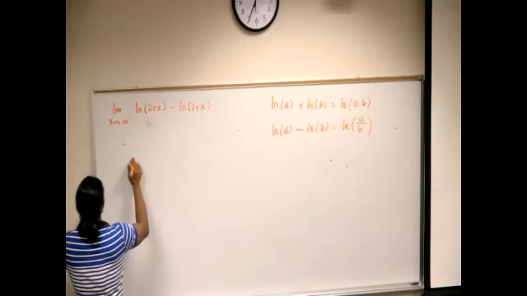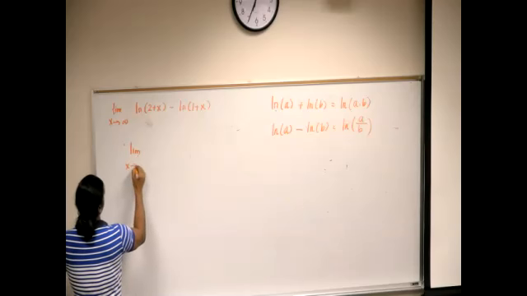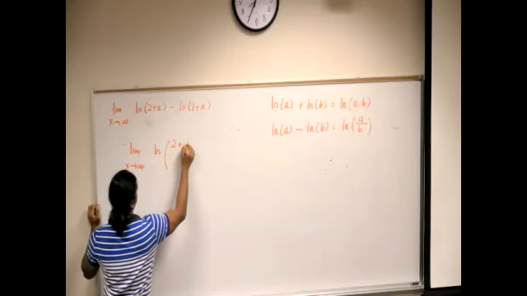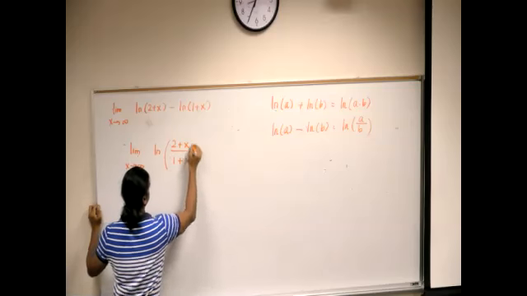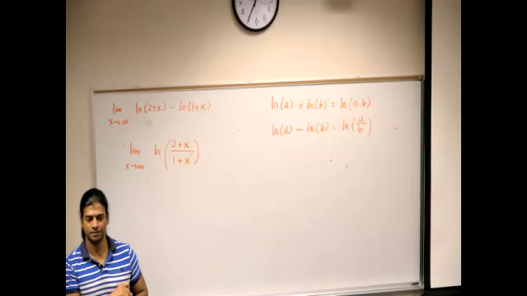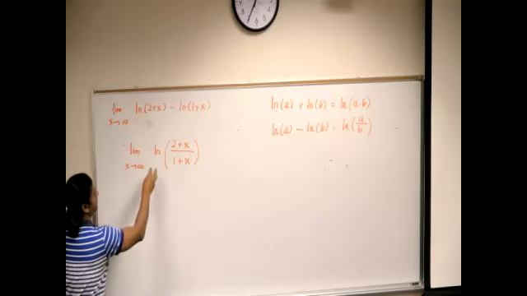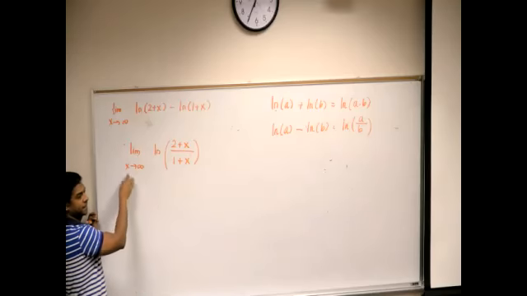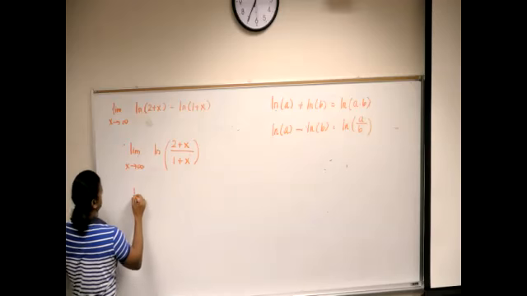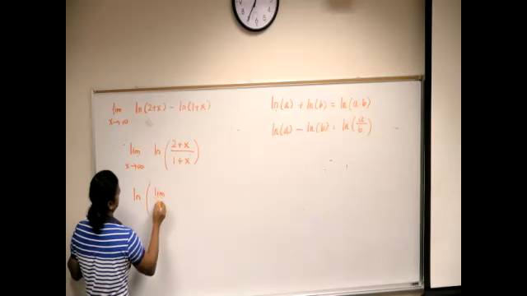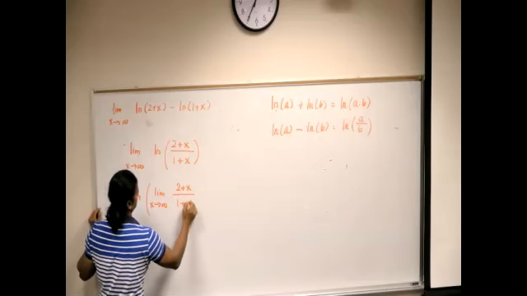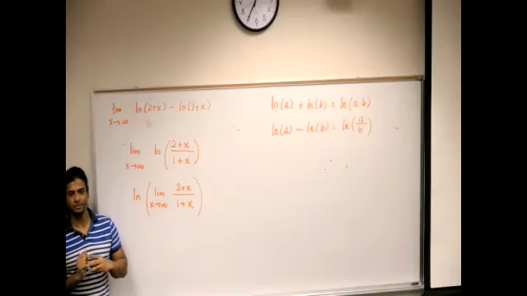Okay, so ln of A minus ln of B. I've combined the two. How do I take the limit? One of the limit laws: if you have a function and we are taking the limits, we can move the limits inside the function. Correct. So I can move that in. What would we get when we apply the limit?